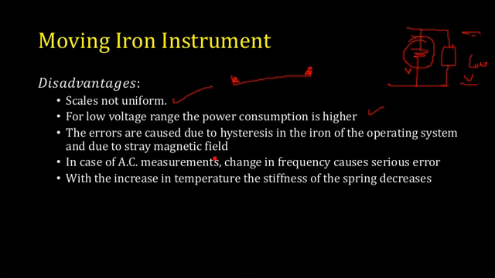using a particular meter. Now you have some errors due to hysteresis in the iron of the operating system and due to stray magnetic fields, which also can be minimized. Frequency variations cause some errors in the instrument, and the temperature effects also cause some errors. So basically what you can summarize is that in case of errors, MI instruments have higher errors when compared to PMMC instruments. If you are going to measure DC using both, errors will be more for MI instruments. And so those errors inherently form the disadvantages for this particular instrument also.